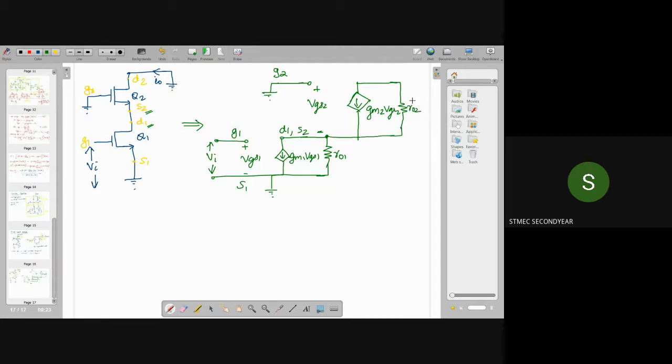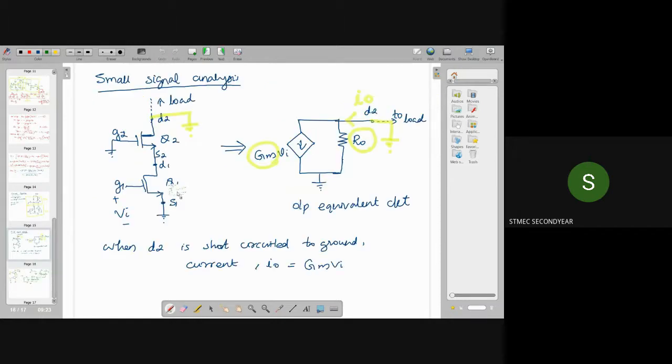Okay, this is R02, and this is my drain 2, which is connected to ground. And we are assuming the current is I0. So this is the small signal equivalent circuit for this cascode configuration. Our complete aim is to reduce this cascode configuration to its output equivalent circuit form. So in this output equivalent circuit, we have to calculate the Gm and R0.